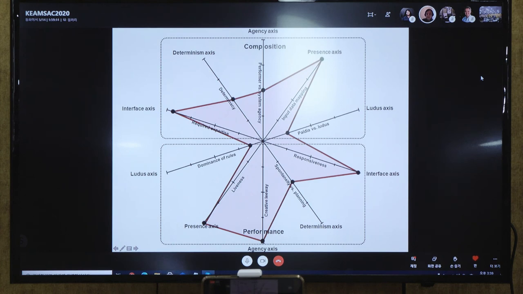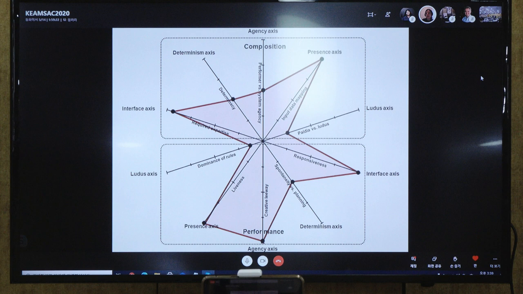The determinism axis shows in the composition side, it's more in the middle, because there is, of course, a frame, there is the kind of landscape in the computer system, how it reacts, but there are no rules in the sense that you really have to follow, but there are suggestions of what you can do.